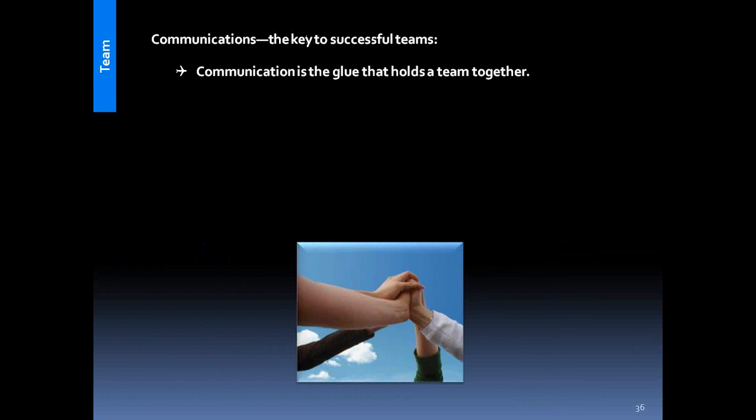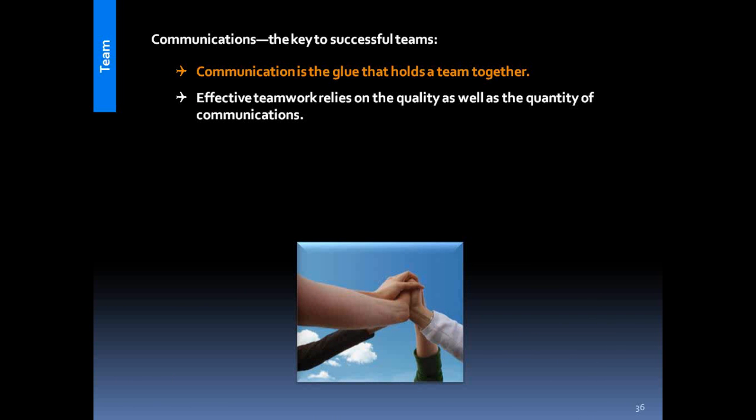All right, the key to successful teams is communications. Communications is the glue that holds the team together. Effective teamwork relies on the quality as well as the quantity of communication. So it isn't just a bunch of talking or a bunch of newsletters. It's got to be high quality too. And good teamwork is authority with participation. Somebody has to have authority on the team, chief pilot, chief safety officer, whatever, but they're not autocratic. Everybody's participating in that authority.